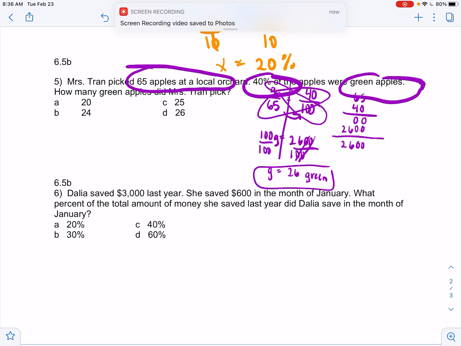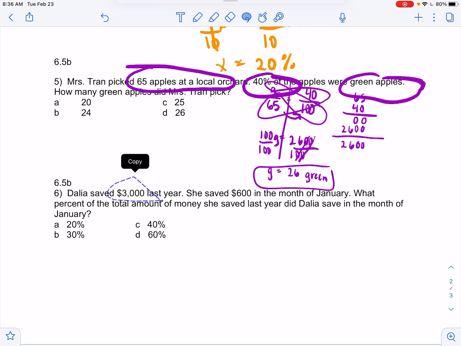Dahlia saved $3,000 last year. She saved $600 in the month of January. What percent of the total amount of money she saved last year did she save in the month of January? Okay, they're asking us for the percent.